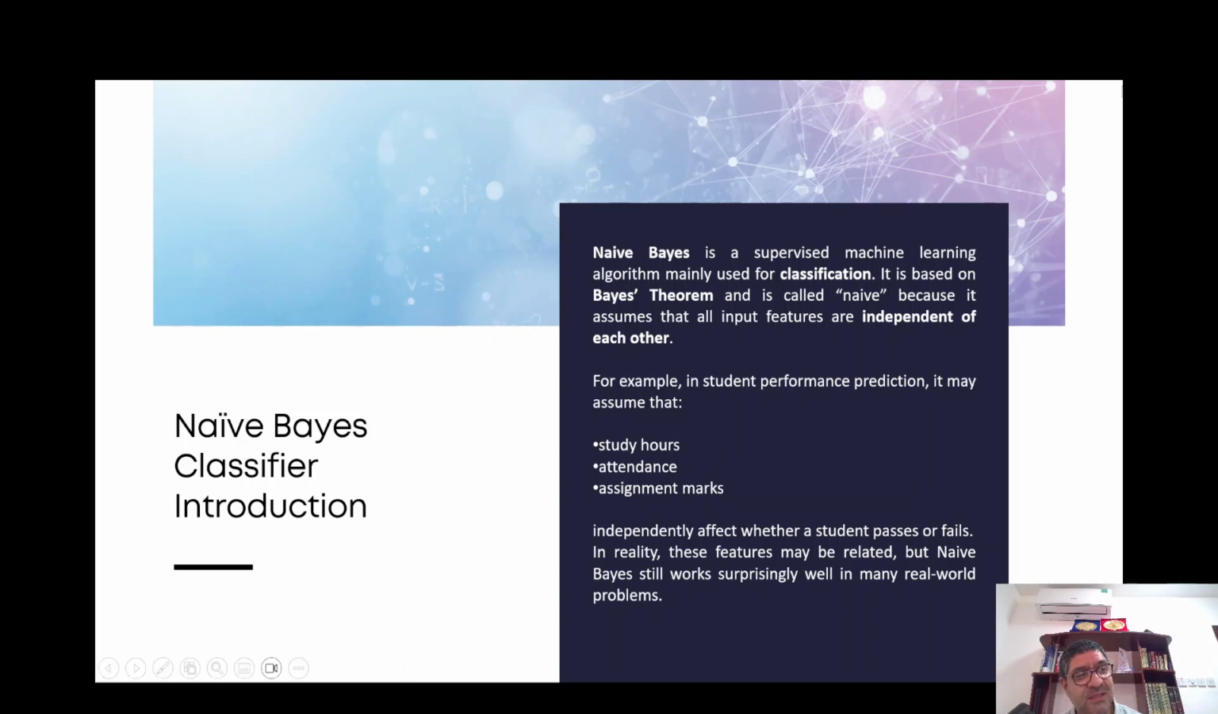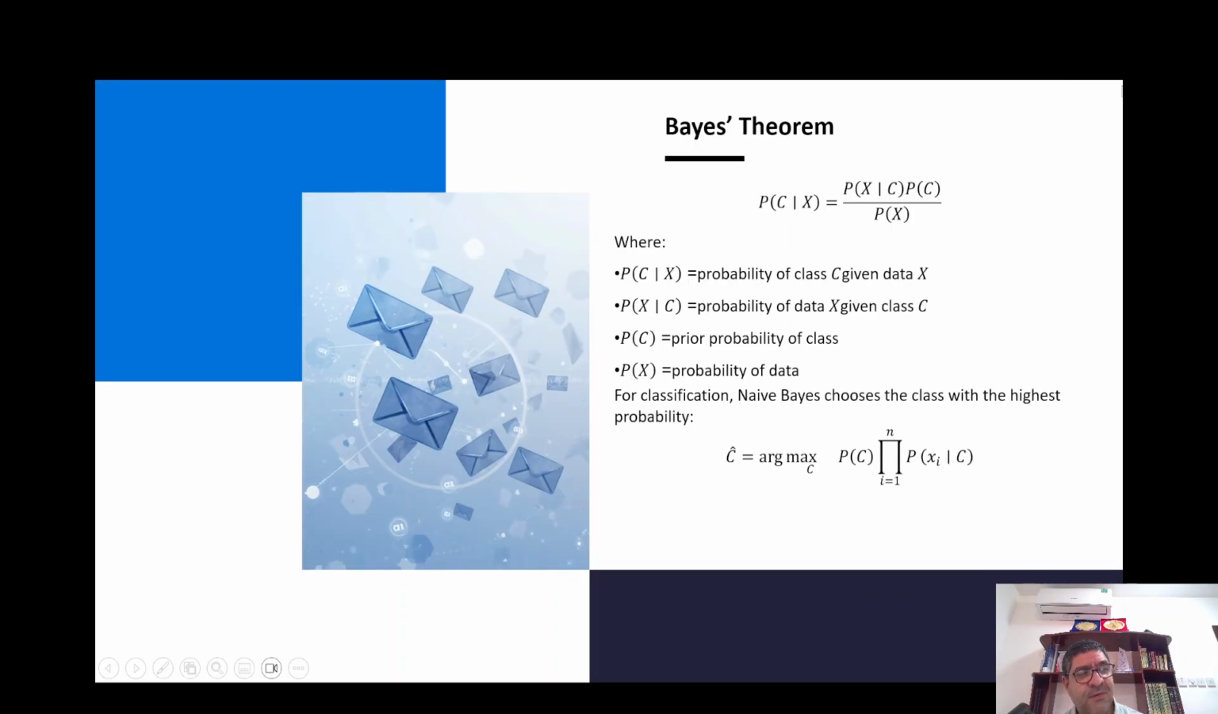So, fundamentals. Now if we go to Bayes' theorem, you can see this is the relationship: probability of class C given data X, probability of data X given class C, the prior probability of the class, and the probability of the data separately. So it is taking all of these into consideration.